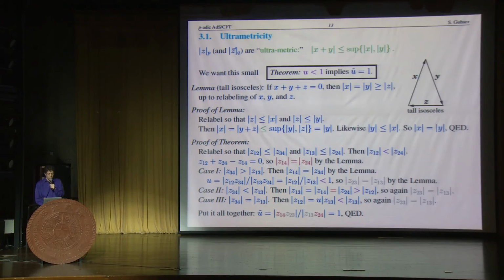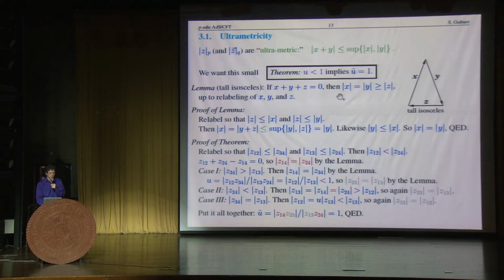Well, the key is the so-called tall isosceles lemma. Suppose you have x plus y plus z equals 0, then up to relabeling of x, y, and z, you'll have norm of x equals norm of y greater than or equal to norm of z. The proof of it is instructive. We can get this bit for free just by choosing of x, y, and z the one with the smallest norm. So having done so, we only have to show that the two of larger norms have equal norms.